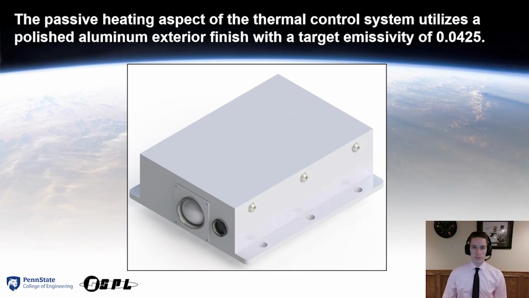The thermal control system for Oasis includes both active and passive heating. This thermal control system was designed under the assumption that the temperature of the PSR will be 20 Kelvin to ensure operational temperatures are met even in the coldest conditions.